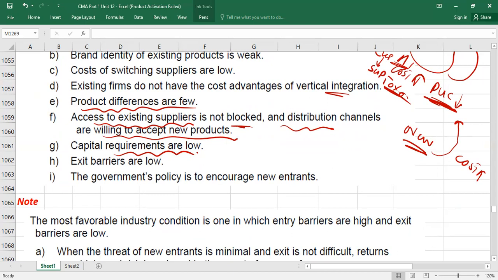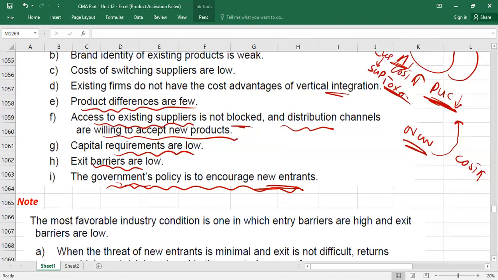But if huge capital is required, then obviously not everyone has huge capital, right or wrong? So many companies will not enter a market where huge capital investment is required. If exit barriers are low, for example it is very easy to wind up your business and leave the market, again new people will enter this market, right or wrong? Because they know any time they can enter and they can leave. Then, when the government's policy is to encourage new entrants, where the government is promoting them, understood? At that time, obviously, the threat of new entry will increase.